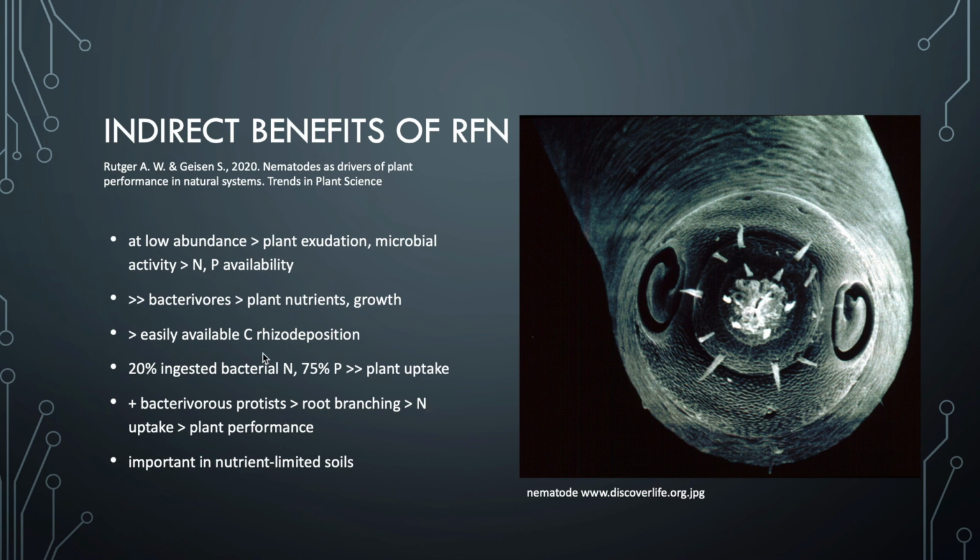Plus this also stimulates bacterivorous protist numbers, increasing root branching and nitrogen uptake, and therefore plant performance. And this is particularly important in nutrient-limited soils. So basically this describes the indirect benefits of root-feeding nematodes as they feed on plants, allowing more nutrient accessibility to the plant through all these interactions that other organisms take part in as a result of this increased root exudation via the root-feeding nematodes.